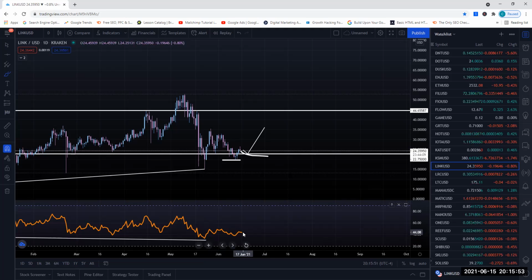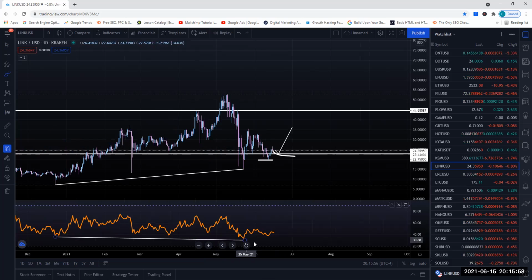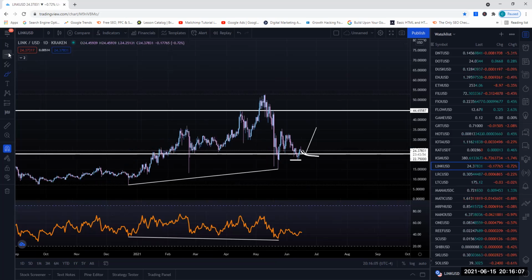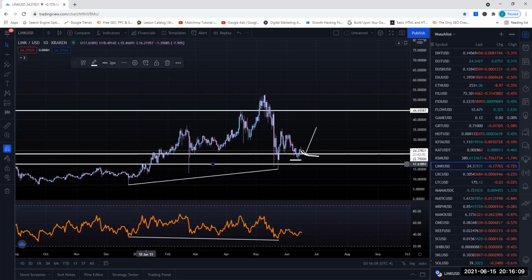RSI at the moment is underneath the 50 area, but it does look like it's starting to set up a possible second leg. So we'll see how this plays out. If this fails, then the area of interest may be around that 17. I doubt it'll come back down to that area, but it is a possibility. But if it doesn't, then 22.75 up to that 44 and then move from there. So we'll see how that plays out.